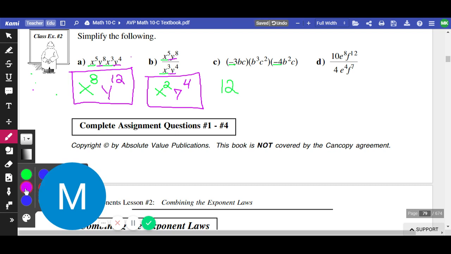The b's. B's go with b's. So we have b to the power of 1, b to the power of 3, b to the power of 2. You're adding all those exponents. Remember, it's an invisible 1 if there's no exponent there. That means that 1 plus 3 plus 2 becomes b to the power of 6. Lastly, we have our c's. C to an invisible 1, c squared, another c to the invisible 1, becomes c to the power of 4 when you add it all up.